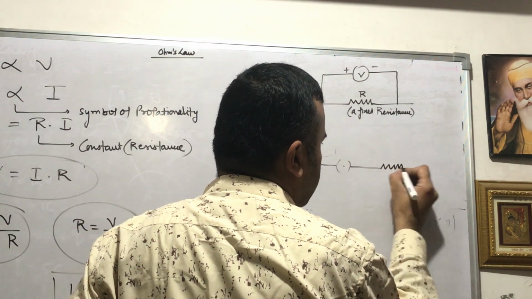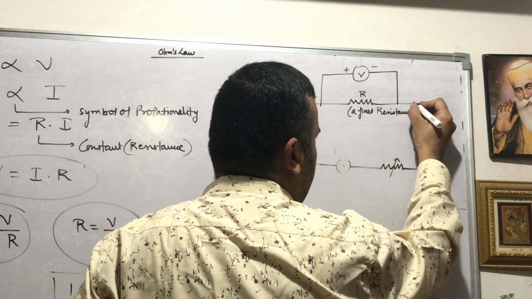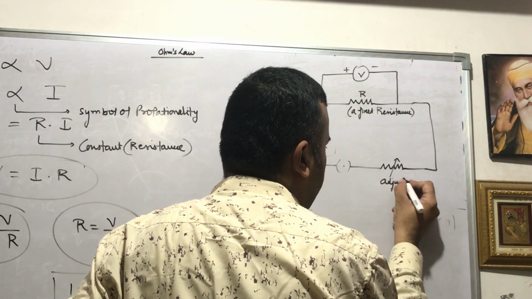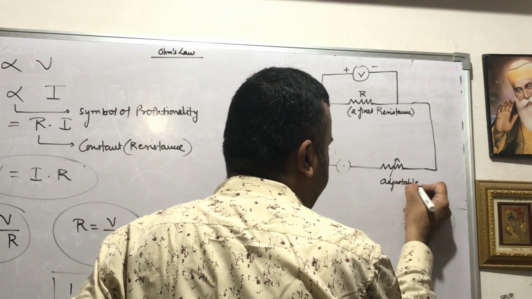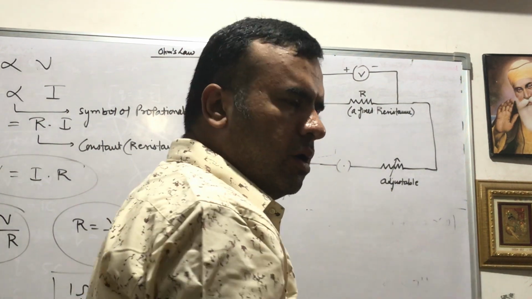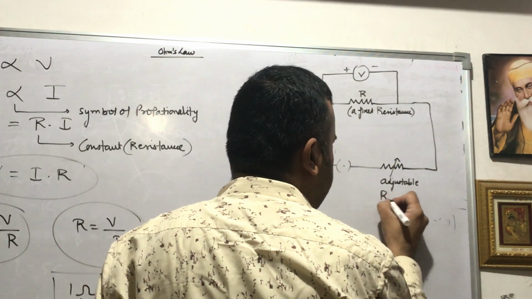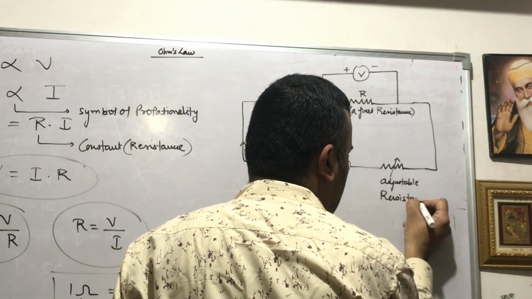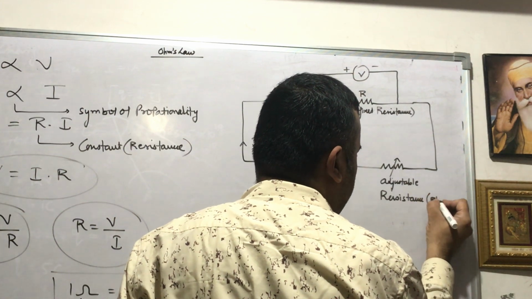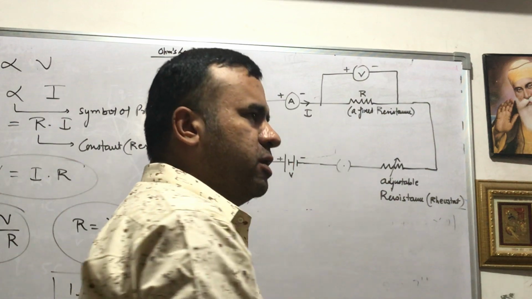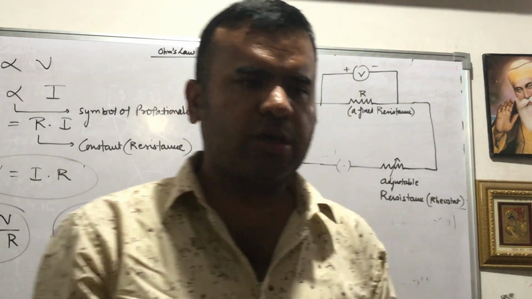Next thing, we have a key which is closed. This is called adjustable resistance or rheostat, right? This is adjustable. You have drawn all the circuit diagrams which are given in NCERT. I'll tell you the page number, just wait. The other name of this adjustable resistance is rheostat. There's a pointer on the top of this rheostat.